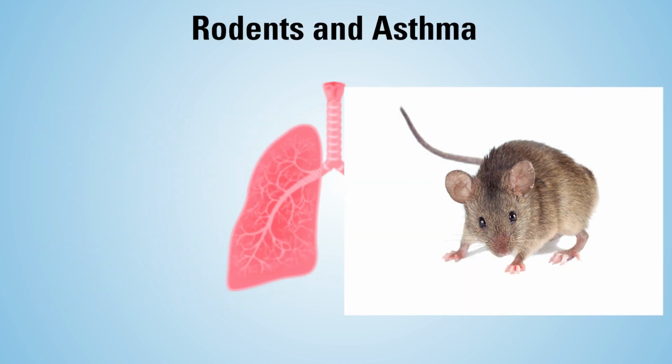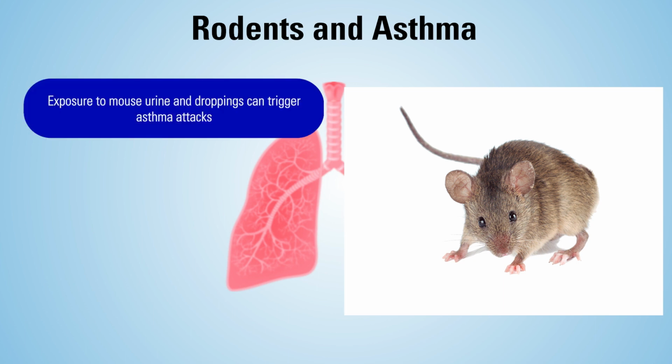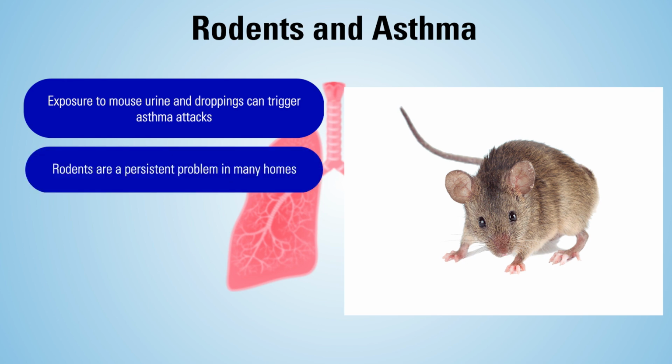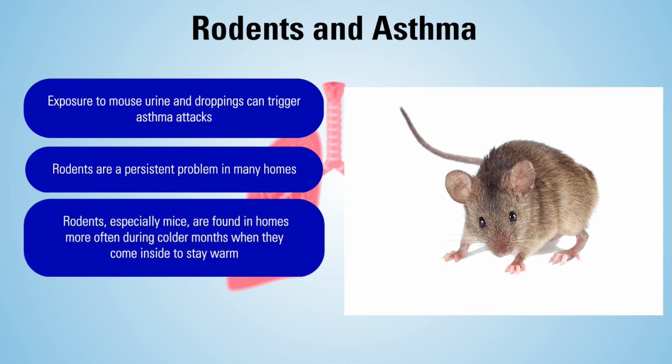Rodents, such as mice and rats, are another common allergic asthma trigger. Exposure to mouse urine and droppings can trigger asthma attacks. Rodents are a persistent problem in many homes. Rodents, especially mice, are found in homes more often during colder months when they come inside to stay warm.